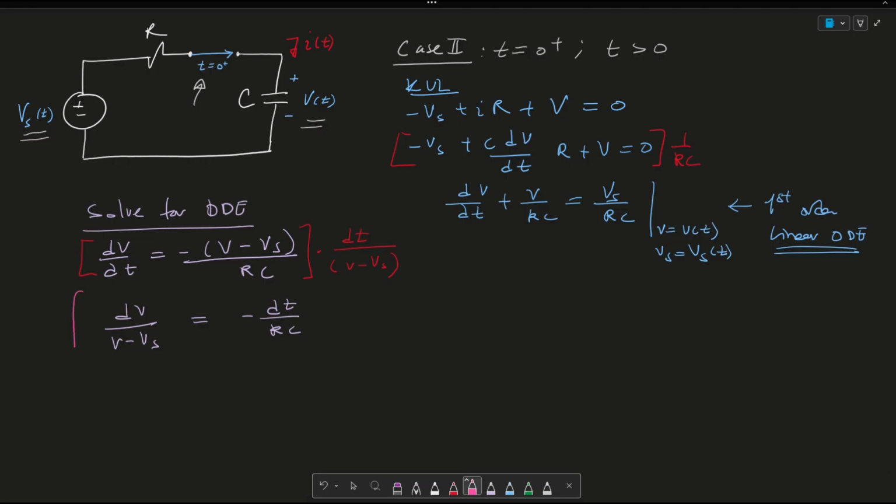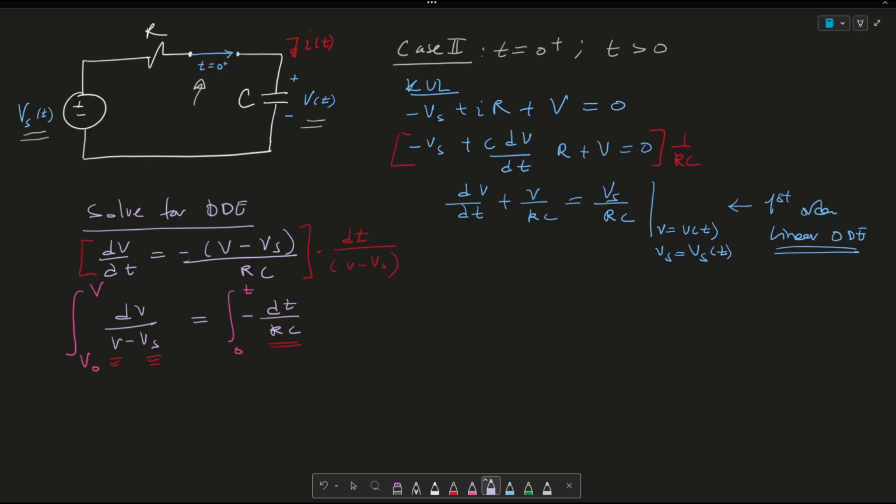dV over V minus Vs is equated to minus dt over RC. So let me go ahead and integrate this from V0 to V, so essentially from the original voltage across the capacitor to a given voltage when the switch is closed. And then integrate this from 0 to t, so time equals 0 to time equals t. What we should note here is that V is the independent variable, or the variable that I'm taking the integral of, and Vs is a constant. And here RC is basically just a constant.